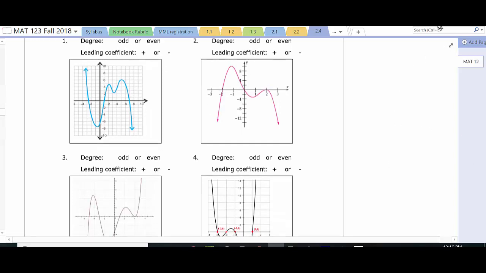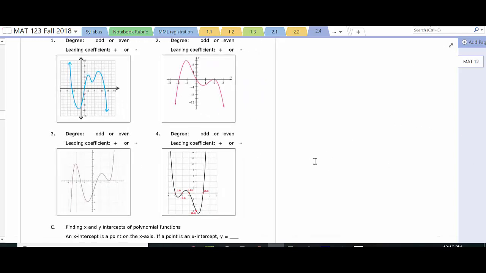Let me ask you this way. Which two of these problems are going to be even? 2 and 4, right? These are the 2 that are going to be even. Which one has a positive leading coefficient, 2 or 4? 4, so that's positive, and the other is negative like that.